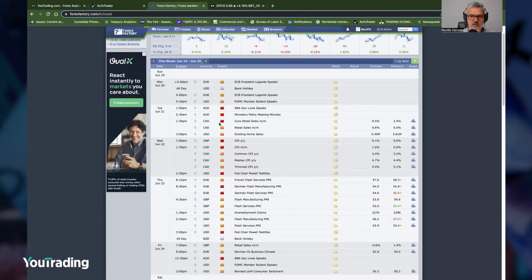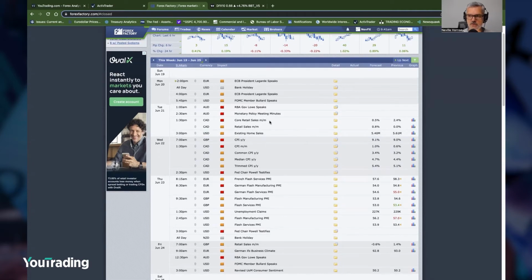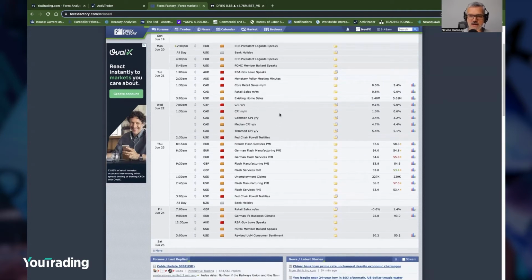Staying on Tuesday, we've got Canadian retail sales. The core itself is likely to drop down to 0.5% from 2.4%, whereas the retail sales month over month may be pushing up to 0.8 from 0. The CAD itself is more likely to move on the back of the energy prices. At 3 p.m., you've got US existing home sales, likely to drop from 5.6 million down to 5.4 as mortgage rates go higher, possibly seeing a squeeze on the existing home sales and any other home data.